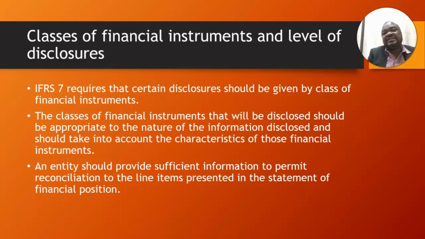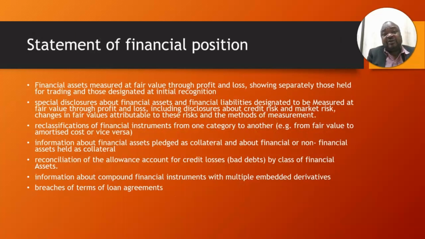Classes of financial instruments and level of disclosures. IFRS 7 requires that certain disclosures should be given by class of financial instruments. The classes of financial instruments that will be disclosed should be appropriate to the nature of the information disclosed and should take into account the characteristics of those financial instruments. An entity should provide sufficient information to permit reconciliation to the line items presented in the statement of financial position.